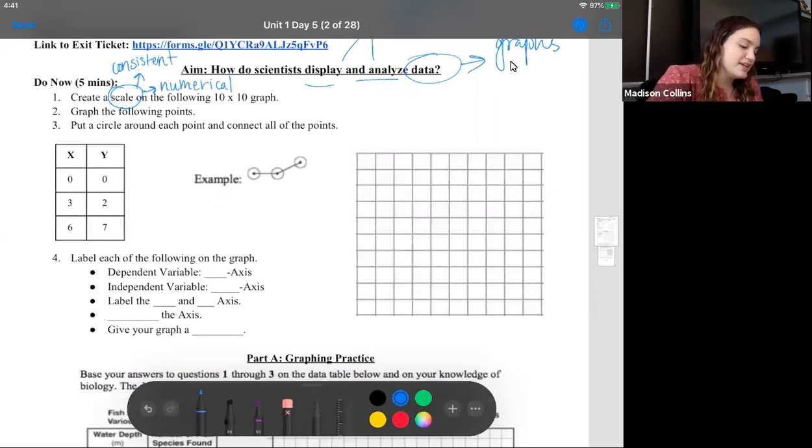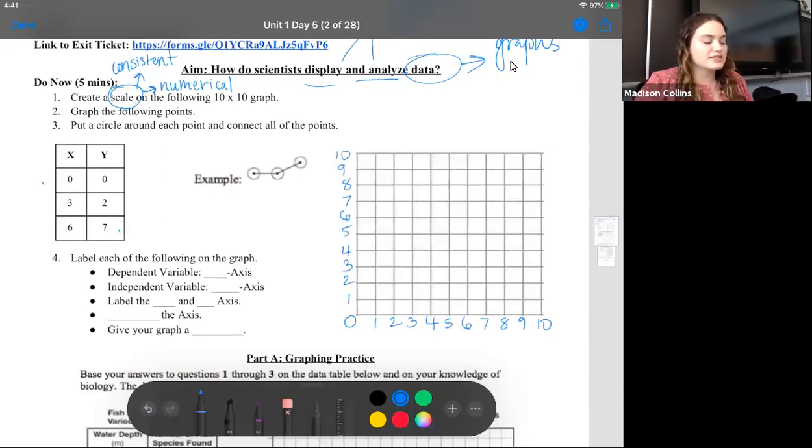Since we're working with a 10 by 10 graph, and we know that our data values only range between 0 and 7, I'm going to suggest that we just do a scale of 1, which means each line represents one number. So 1, 2, 3, 4, 5, 6, 7, 8, 9, 10. And we're going to do the same thing on both sides. All right, so our scale is numerical and it's consistent, meaning we don't skip numbers.